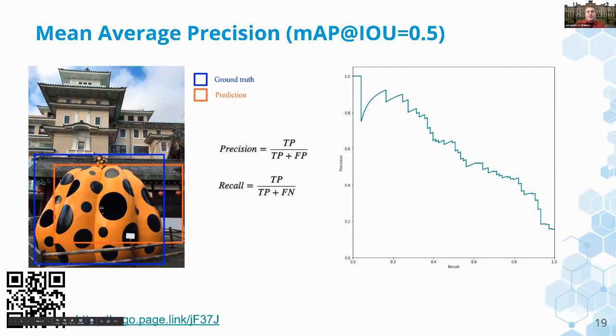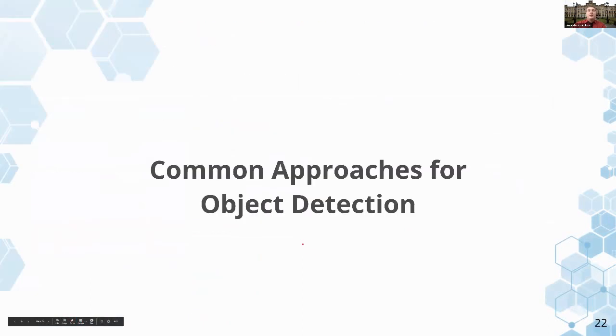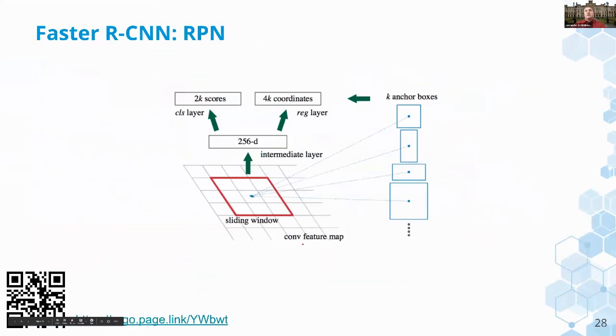Why do we have 2K scores for the classification layer in the Faster R-CNN? Good question. Let's move on to Faster R-CNN. So here we're predicting 2K scores for predicting whether this sliding window is containing some object or not. And these 2K scores correspond to two classes. First class is foreground, and second class is background.